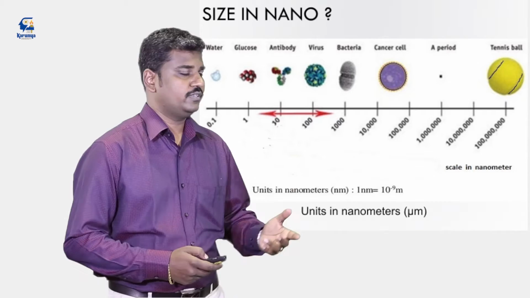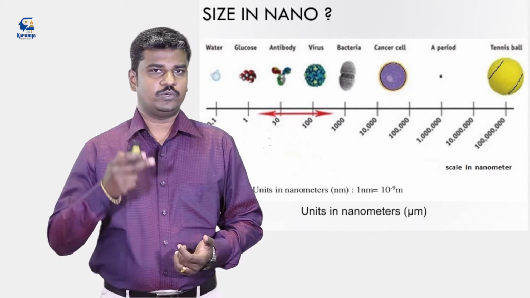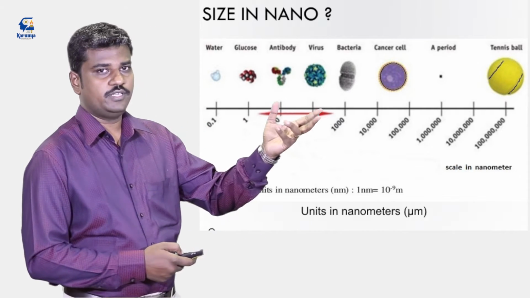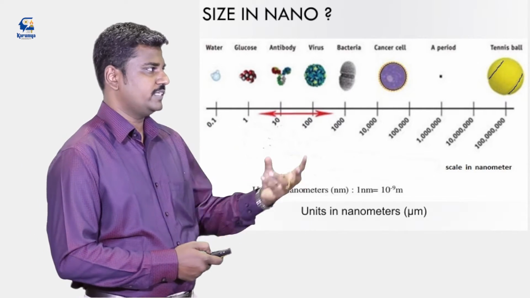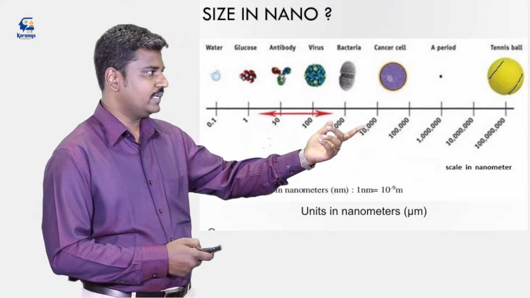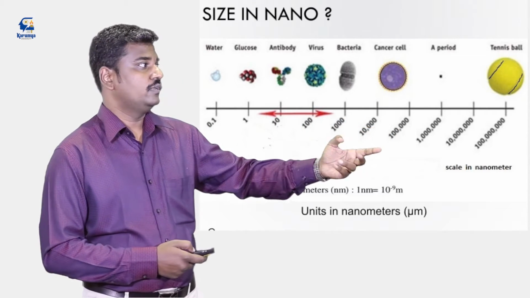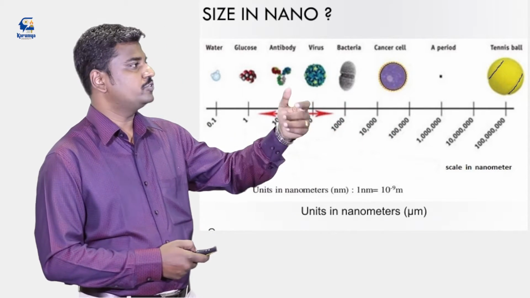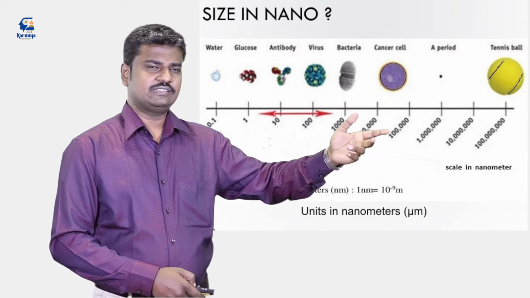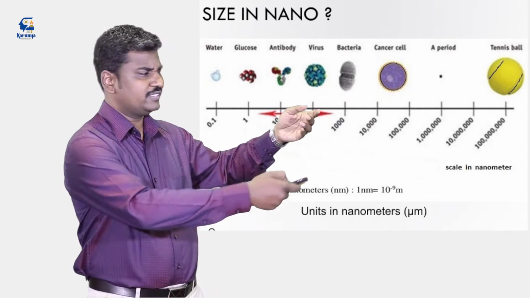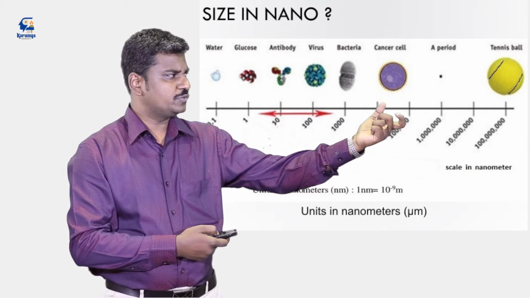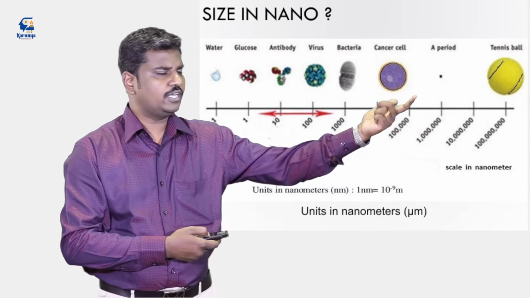Look at this picture, the real-time picture which I want to correlate with your understanding of the nano size. Take the tennis ball; we can see in real time the size of the tennis ball we use. The scale plotted in this figure clearly shows the nanometer scale. The size of the tennis ball, then a period, then the cancer cell, then bacteria, virus, antibody, glucose, water. So this is the scale which we have. The red mark indication clearly shows it is working in the 10 to 100 nanometer level.